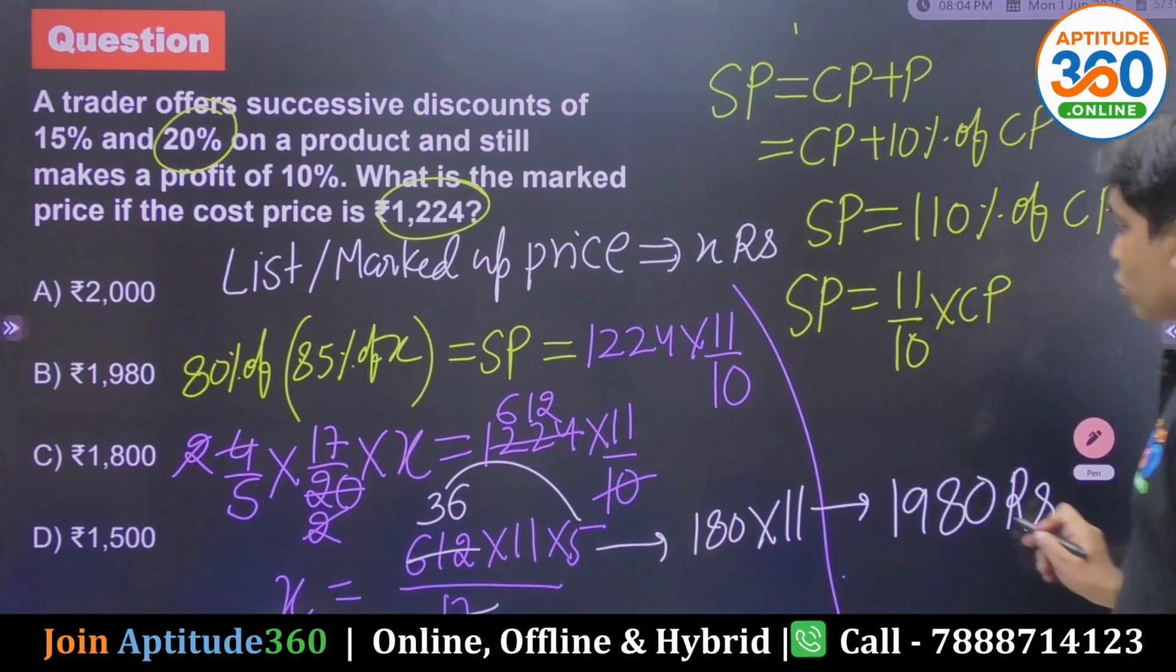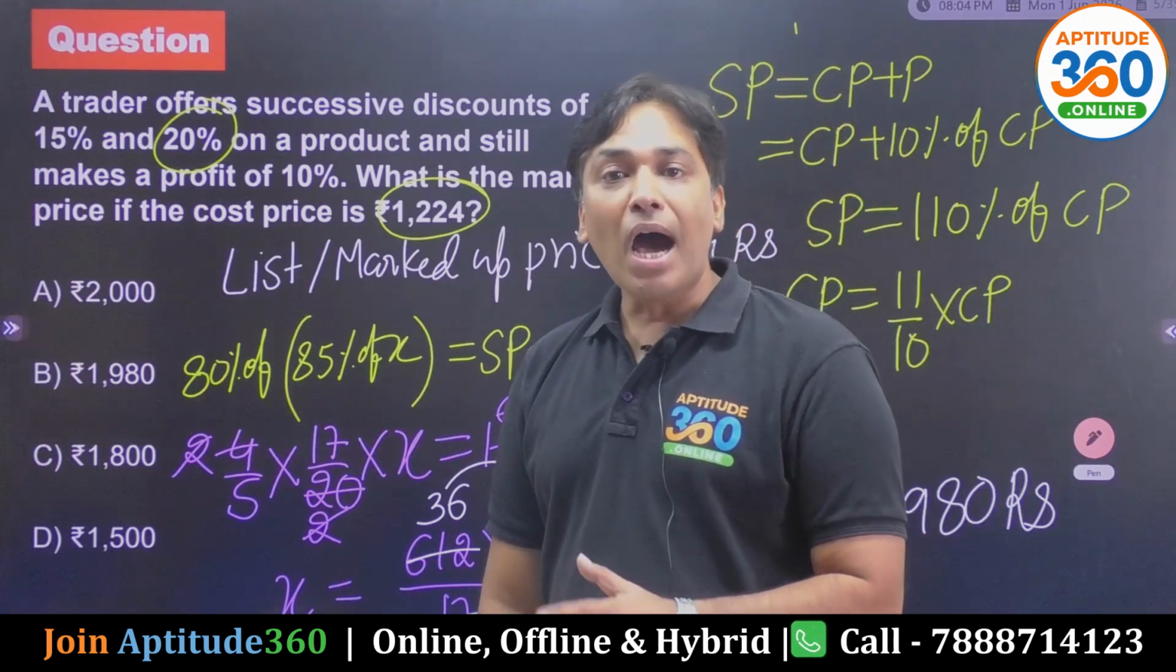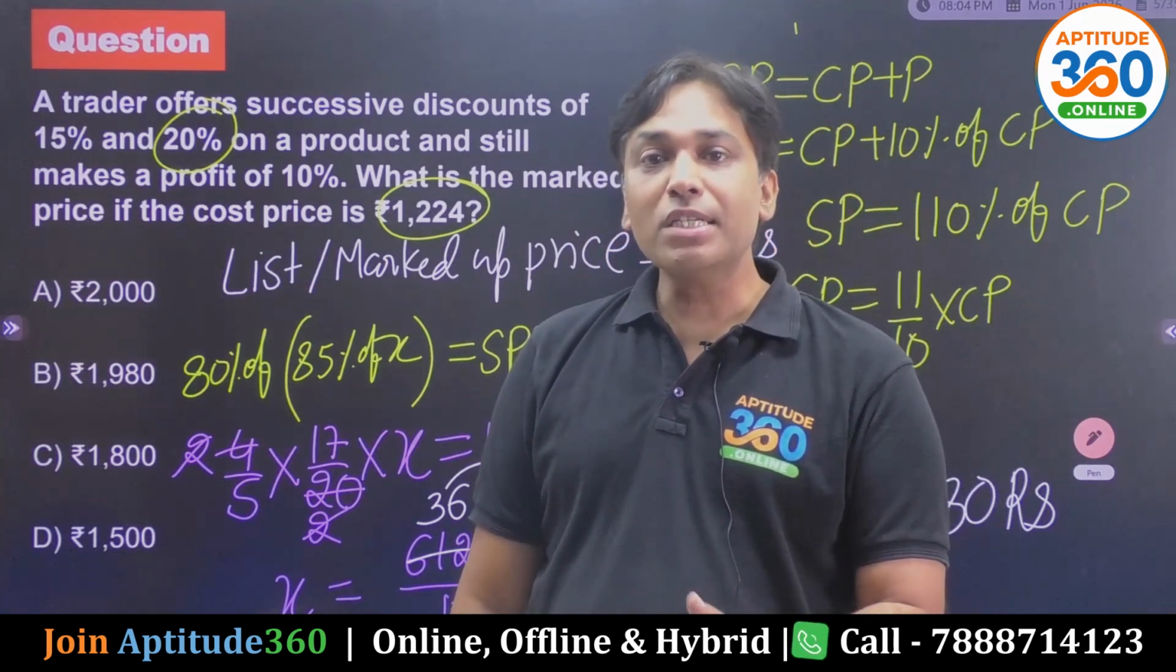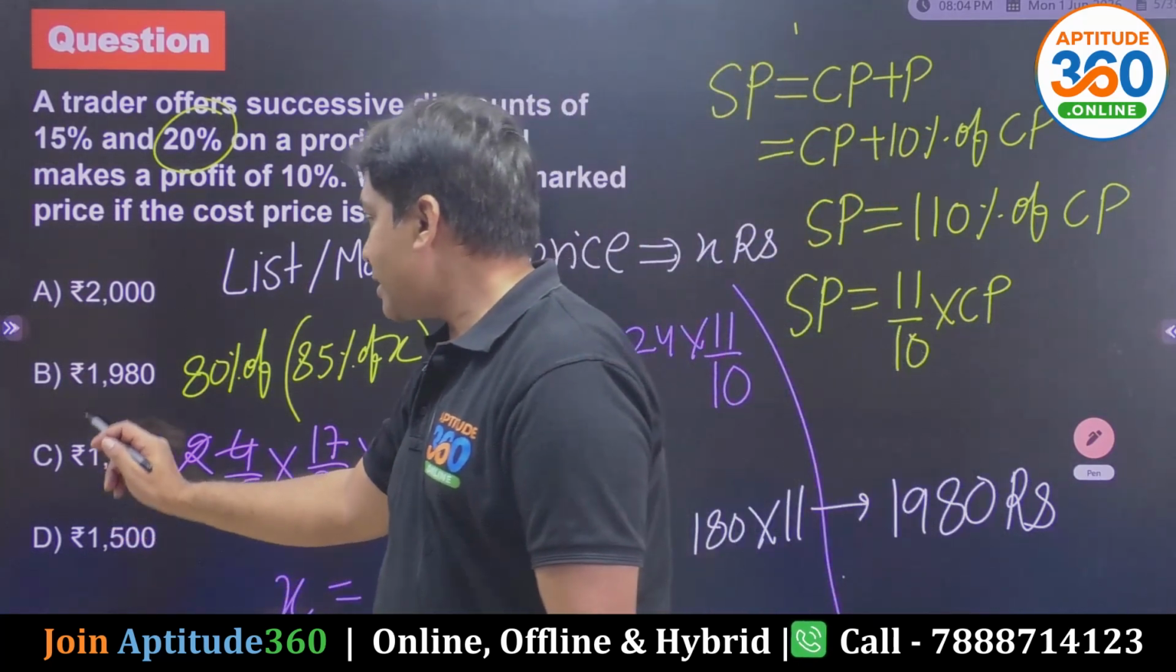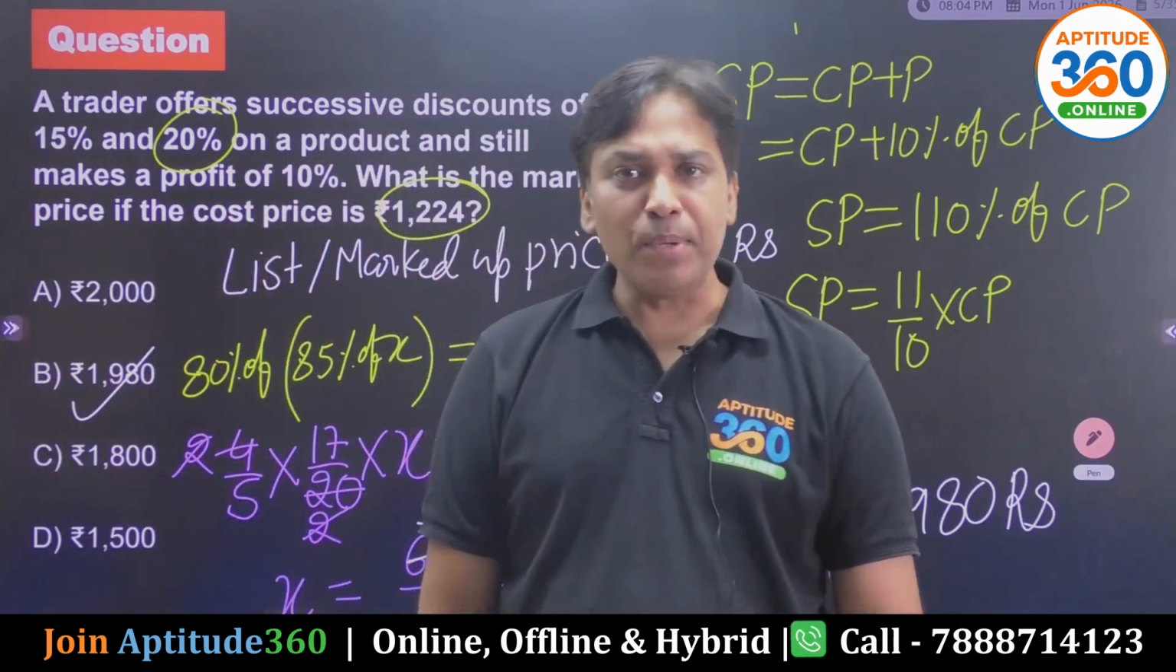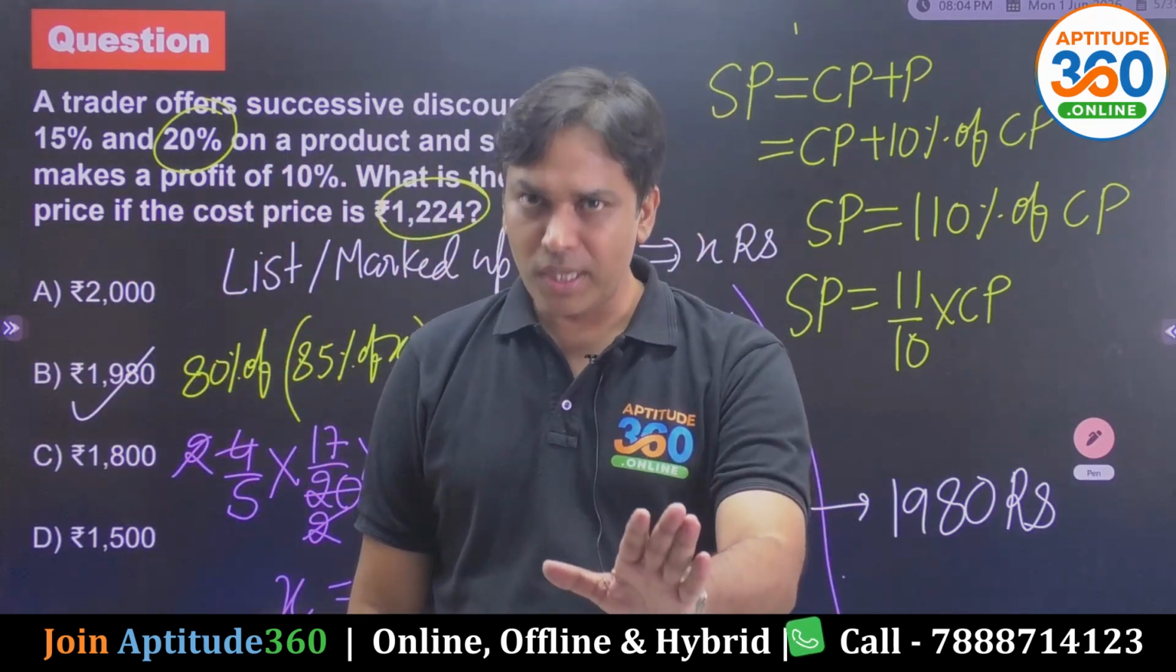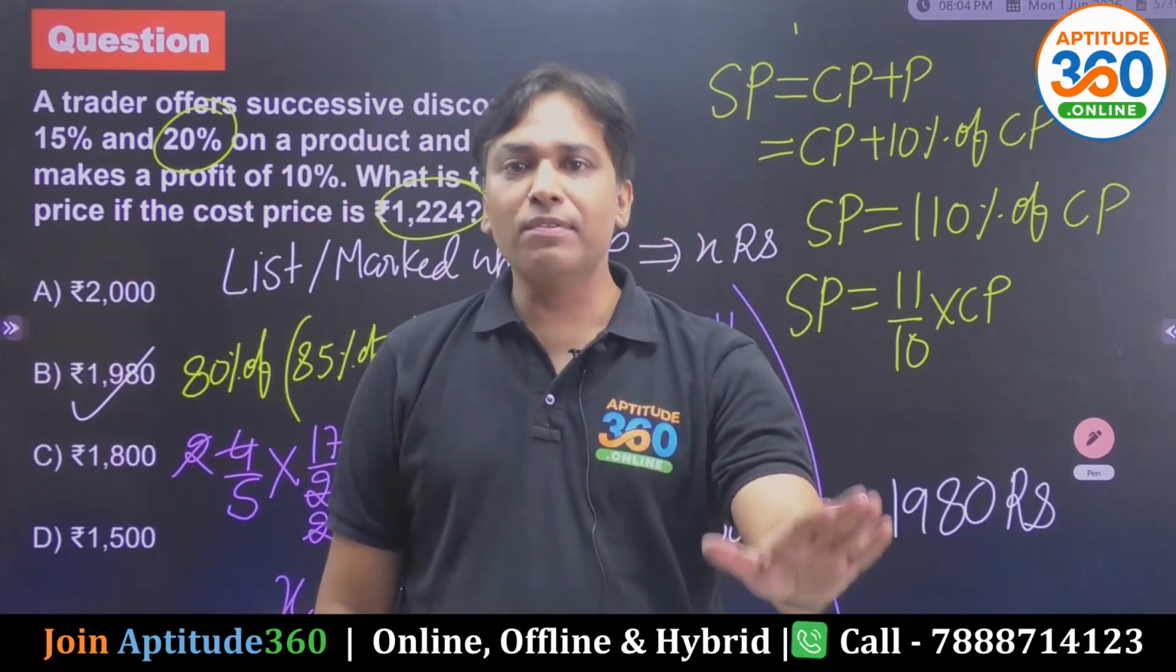1980 rupees. So what is the marked up price as per the problem? It is 1980, and here it is your option number B. Isn't it simple, right? If it is not, please don't worry. When you study with us, we will make every concept simple.